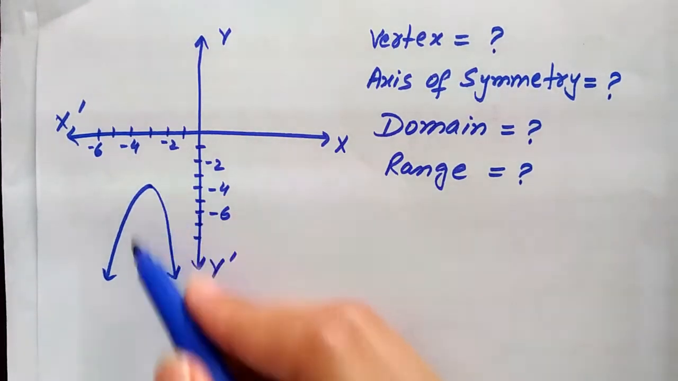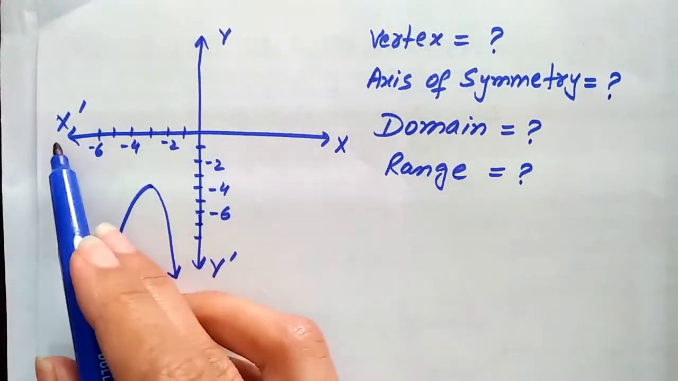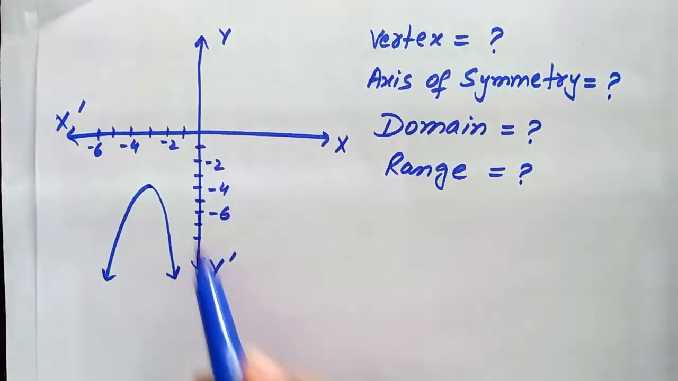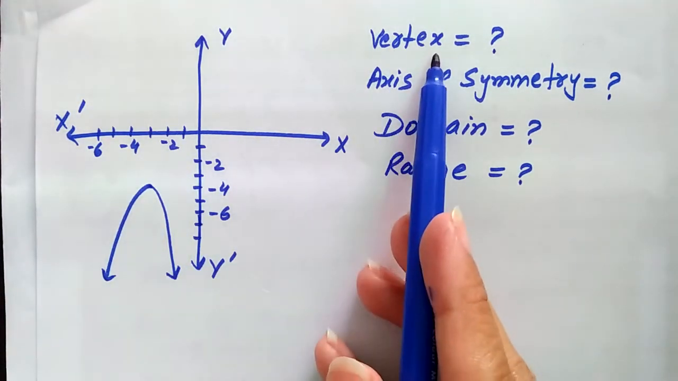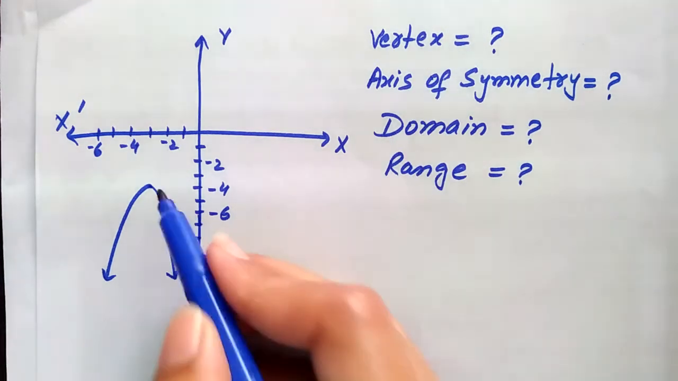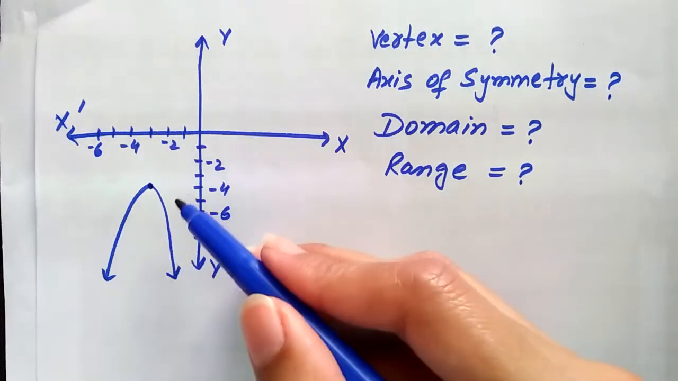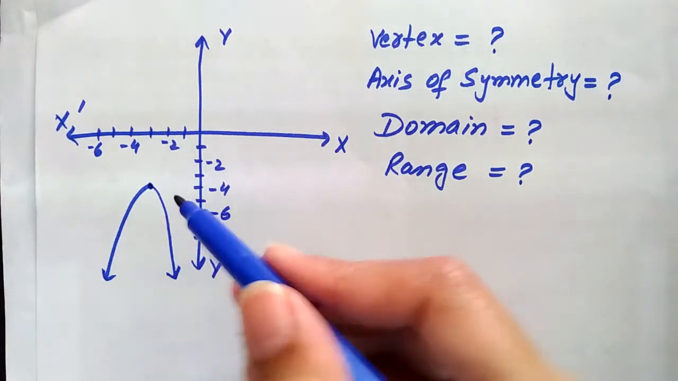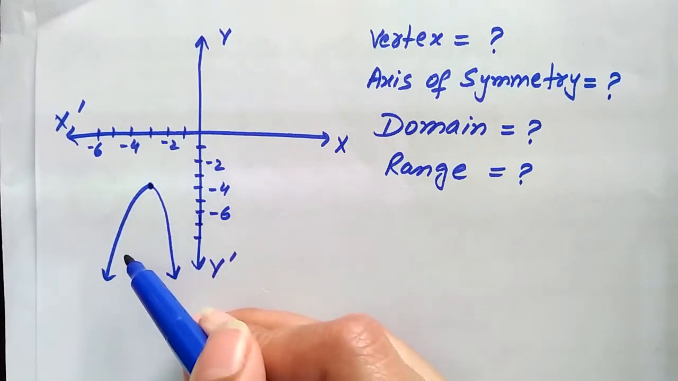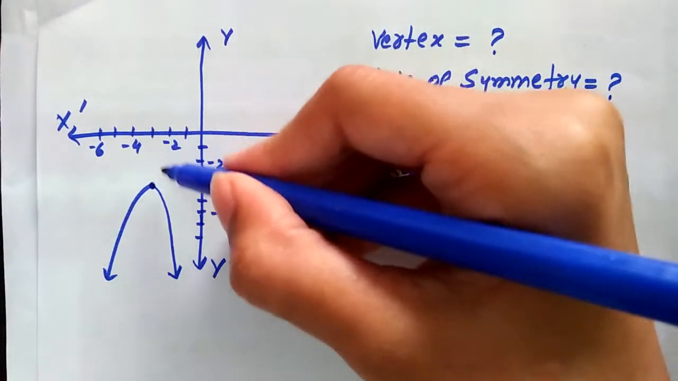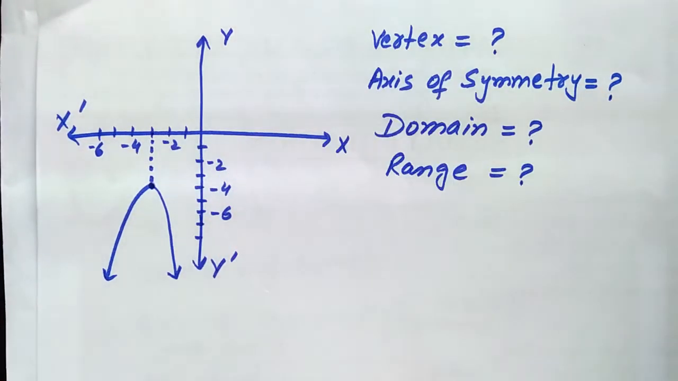You can see this parabola is in the third quadrant. This one is your negative x-axis and this one is your negative y-axis. If you want to find out the vertex, consider this point. This point is in the downward direction and this point is the vertex of the parabola. Now how are you going to find this vertex? Just extend this point to the x-axis through a straight line.